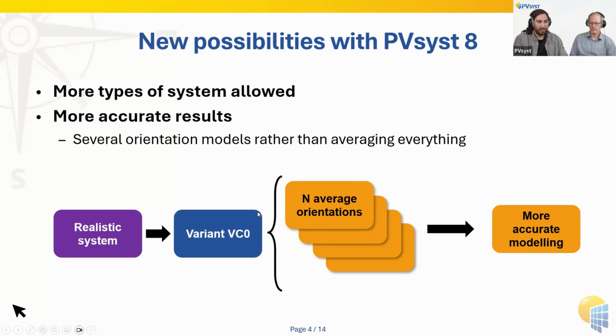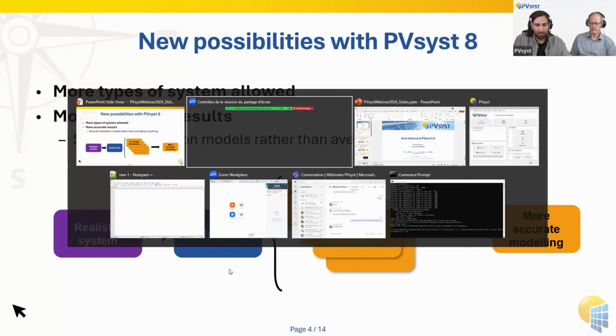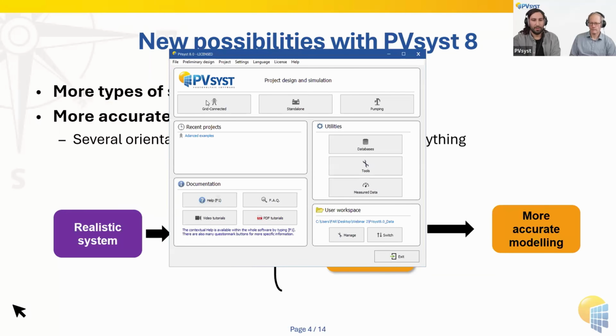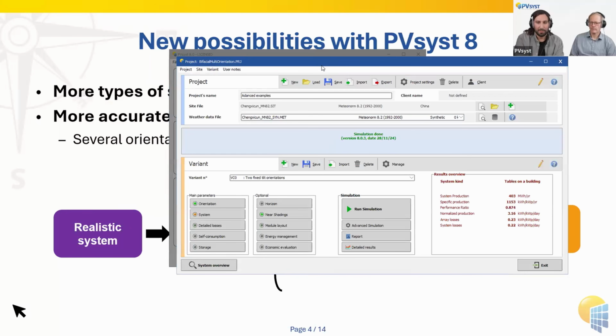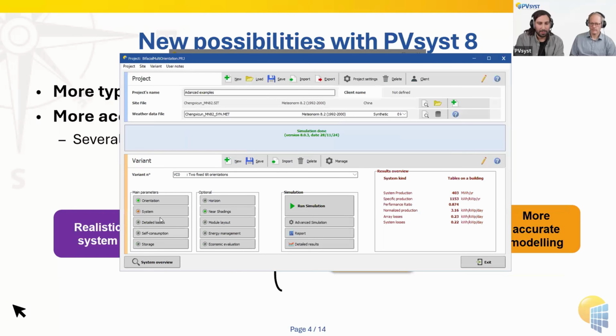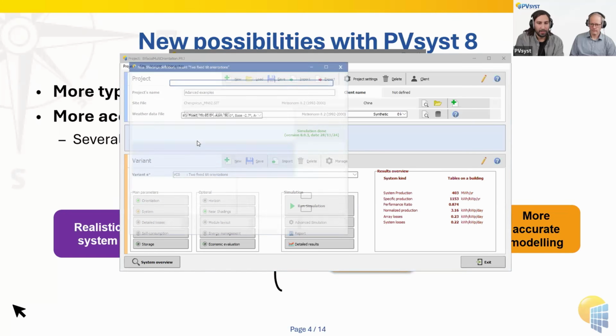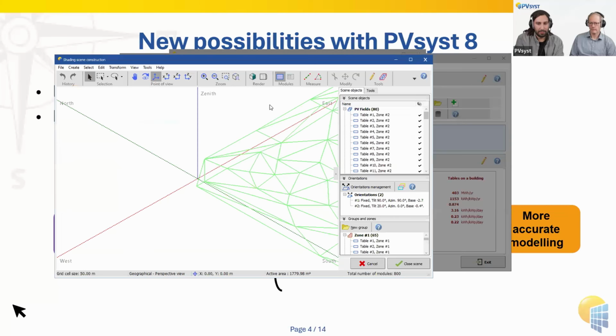What this means in practice, I'm now going to switch to PVsystCLI. So this is PVsystCLI 8, and let's look at some examples. I will start with a variant that has two orientations. Let me show you the 3D scene very quickly.